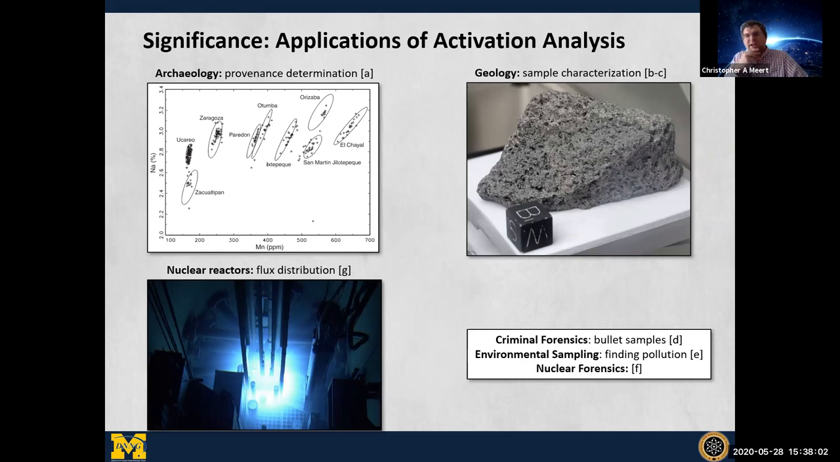There's also an online resource from the IAEA, a prompt gamma activation analysis library, and those will list, in table form and also plot, that same sort of data with cross sections, energies, and also branching ratios for each of those values.